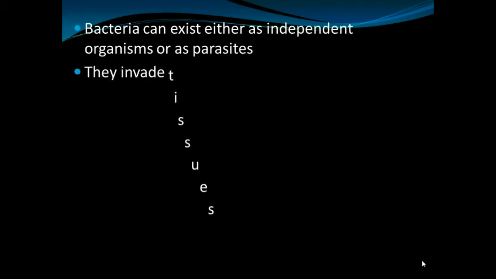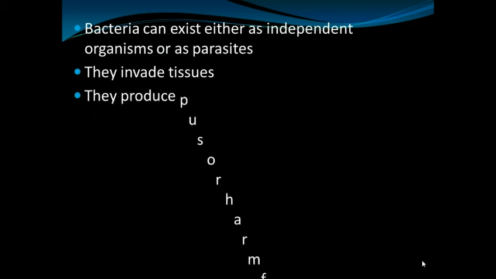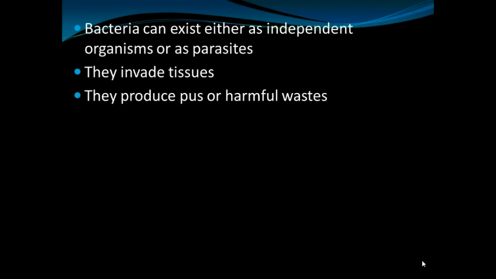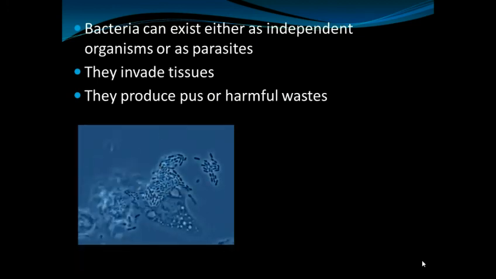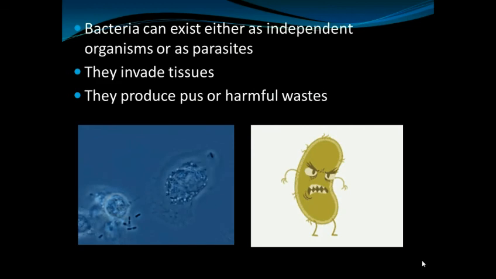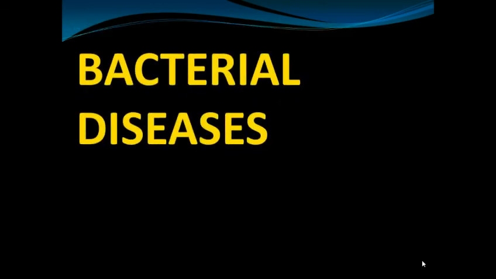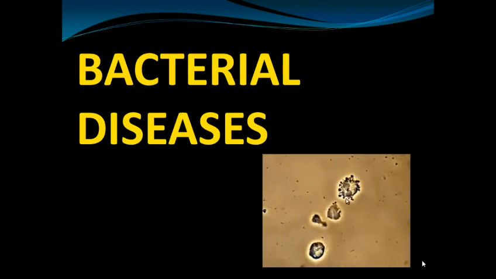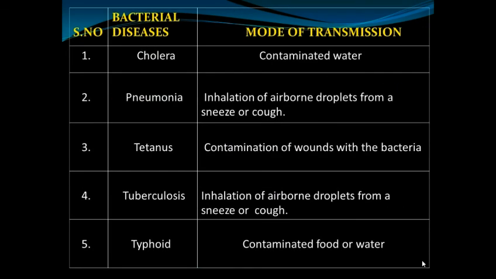Okay, and we saw that bacteria invade tissues, that is, they allow the entry of tissues, and bacteria produce pus or harmful waste. Okay, so we saw the gifs of bacteria, right? And next we moved on to the bacterial diseases. So what are the various bacterial diseases we saw? It's about cholera, pneumonia, tetanus, tuberculosis, and typhoid, right? So this is the tabulation of the bacterial diseases and the mode of transmission we saw.